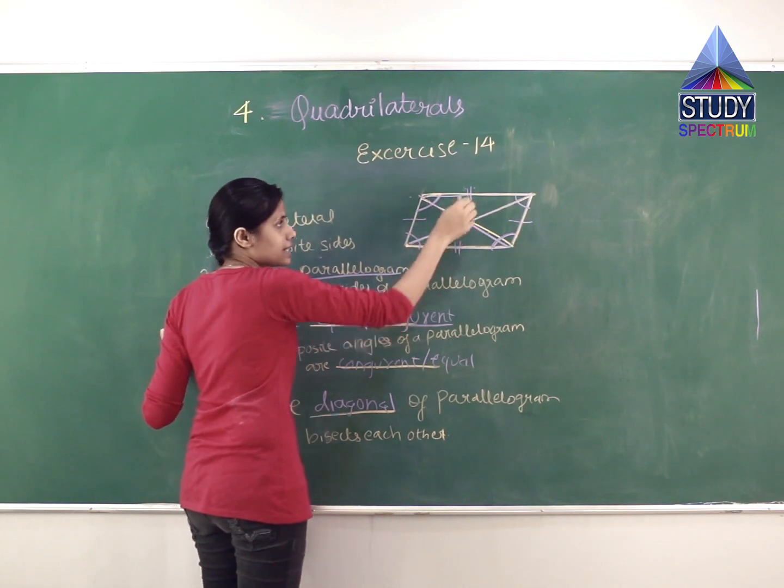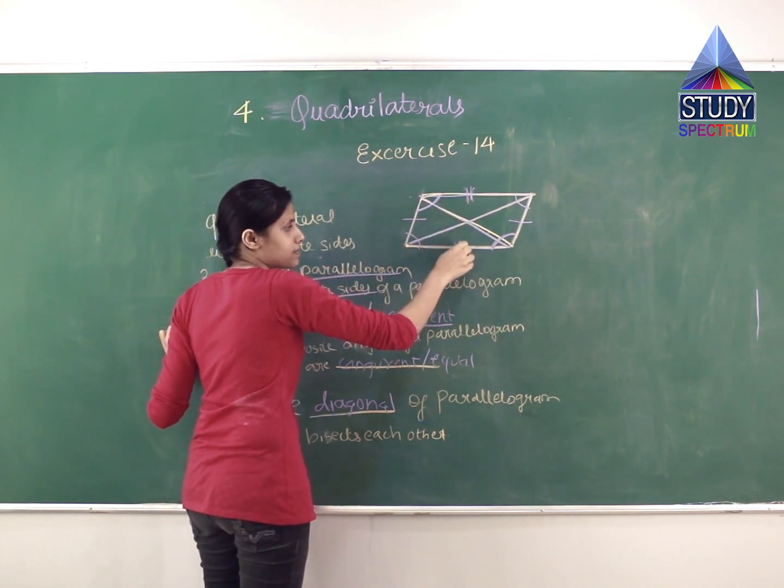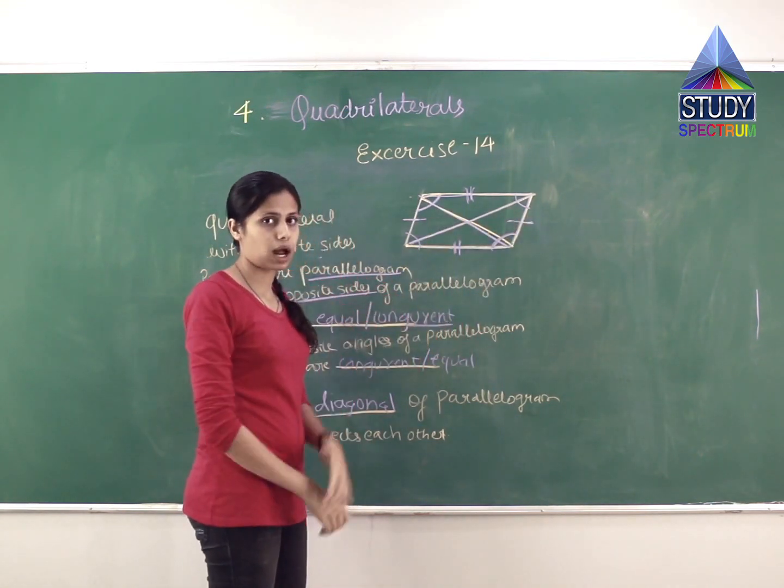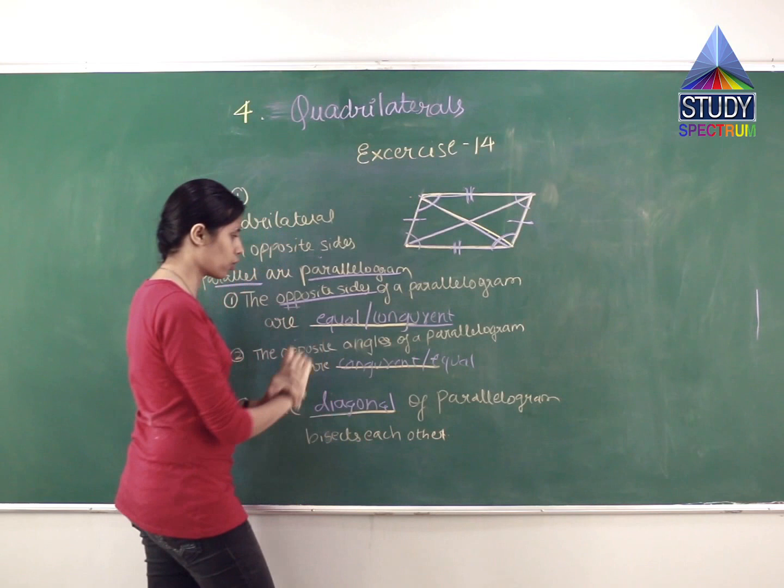The first question: the opposite sides of the parallelogram are dash. It is equal. See, it is represented by two lines, and over here with one line. So the opposite sides of a parallelogram are equal to each other or congruent to each other.